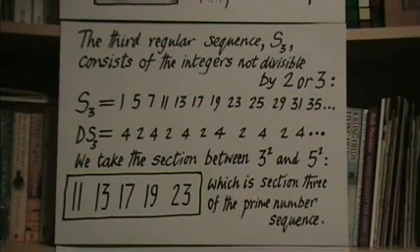Now we turn to the third section that we're going to take out of the regular series. The regular series this time is S3, and I've written it down there: 1, 5, 7, 11. They're numbers that are not divisible either by 2 or 3. Gradually building the base primes up.